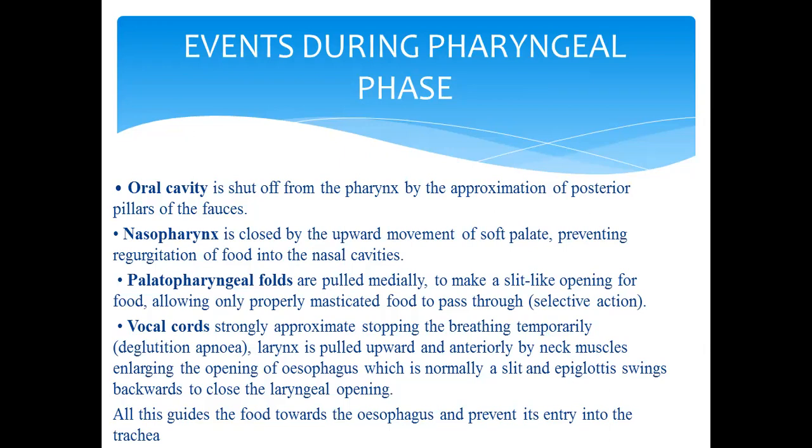The larynx is pulled upward and anteriorly by the neck muscles, enlarging the opening of the esophagus, which is normally a slit, and the epiglottis swings backwards to close the laryngeal opening. All these guide the food towards the esophagus and prevent its entry into the trachea.